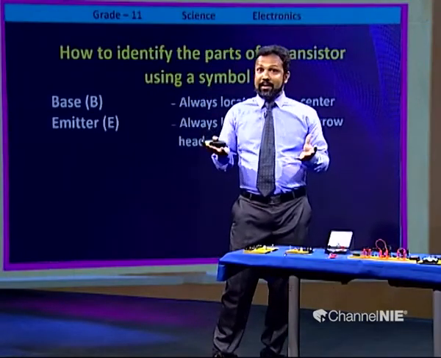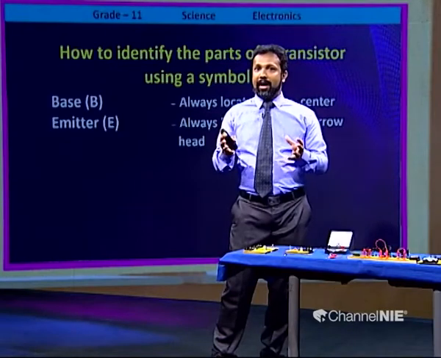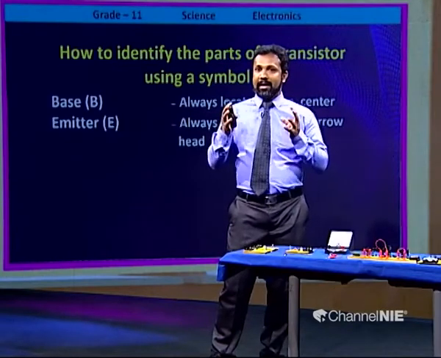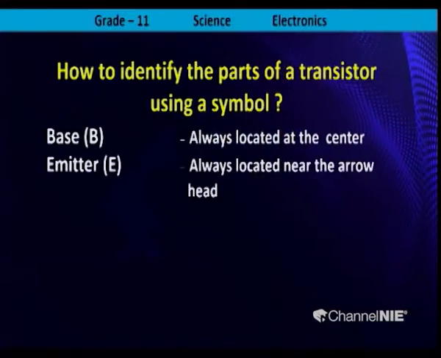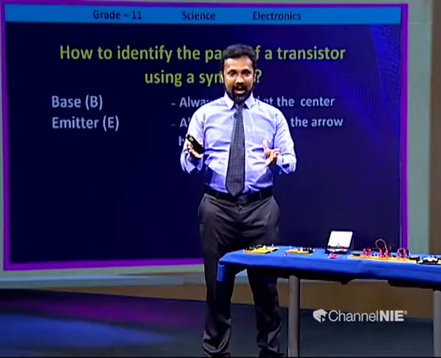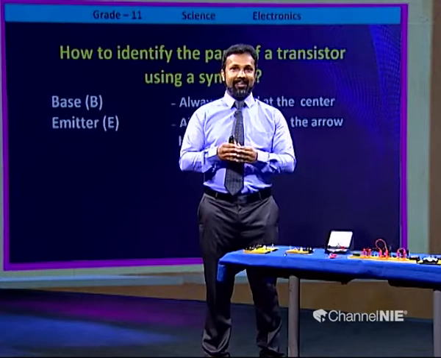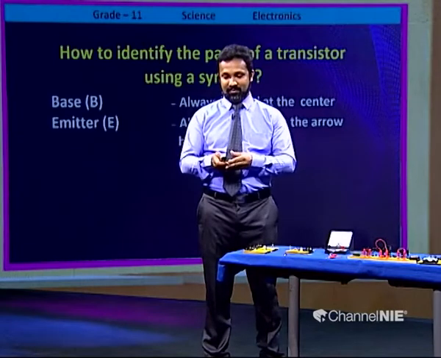Then what is the emitter? How can we identify the emitter in a transistor? The emitter is always located near the arrowhead. Once you identify the arrowhead, the emitter is located closer to the arrowhead. This is how we identify the emitter in a transistor.